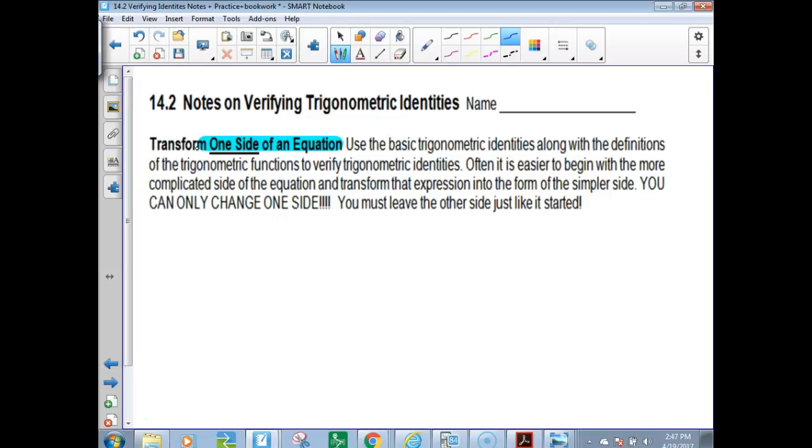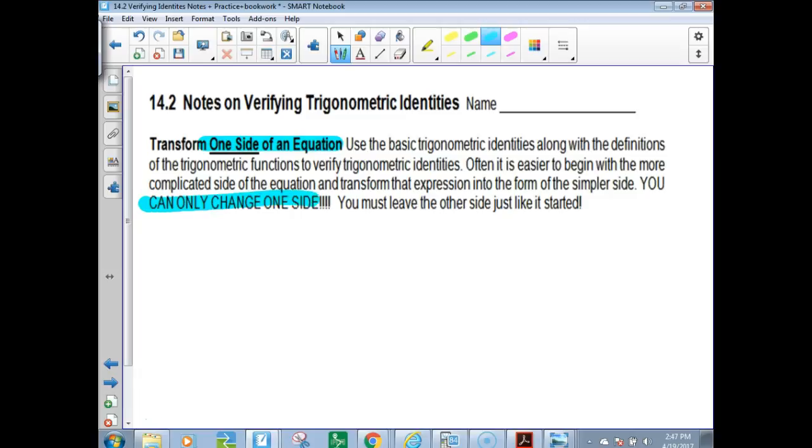All right, transform one side of an equation. When you are verifying identities, you can only work one side. Super important. You may not rewrite the other side. You want to use the basic trig identities along with the definitions of the trig functions to verify trigonometric identities. It's often easier to begin with the more complicated side. That's almost always the case. And transform that expression into the form of the simpler side.